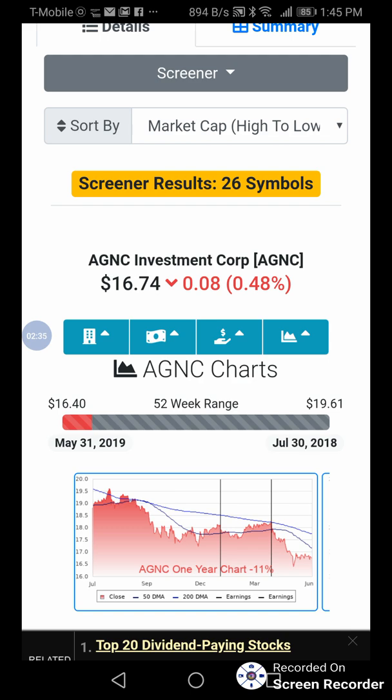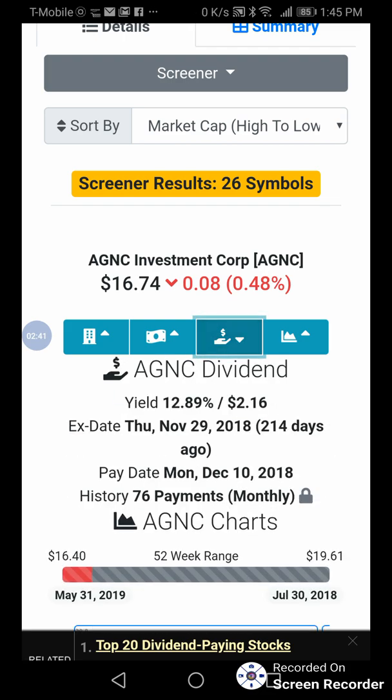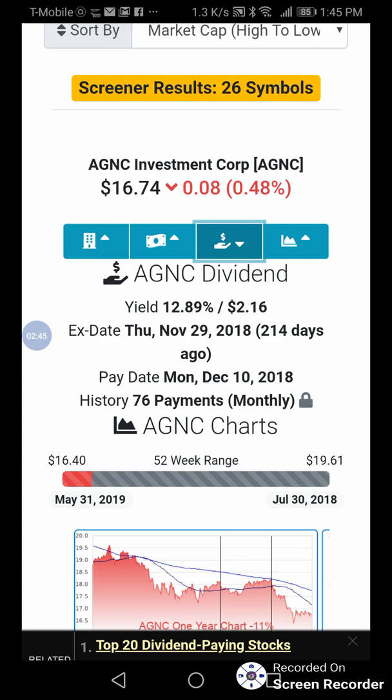There's AGNC Investment Corp. that falls within our dollar figure of 10 to 25. And the dividends, its yield is 12.89%, and it amounts to $2.16 per share per year. Keep that in mind. It has a history of 76 payments, which is on the order of almost 7 years. 76 months divided by 12 is over 6 years, since 6 times 12 is 72. They just paid dividends. So we can take a closer look at AGNC, see what its beta is, what industry it's in, etc.